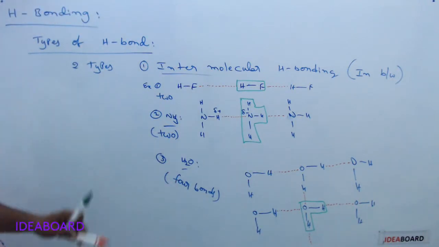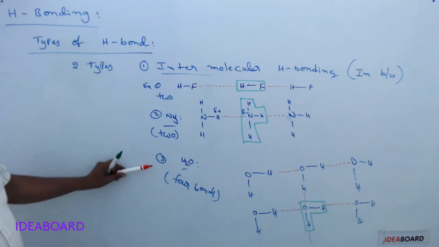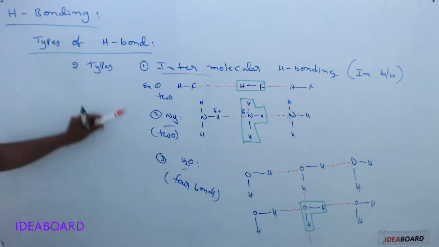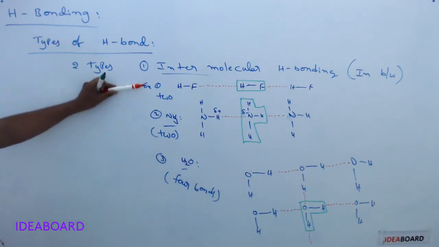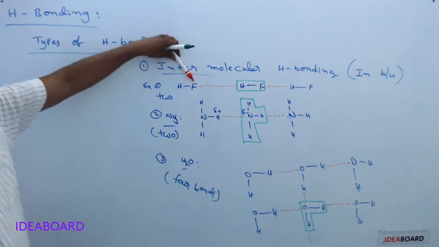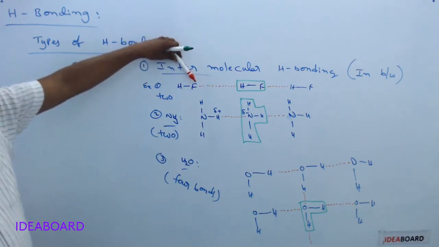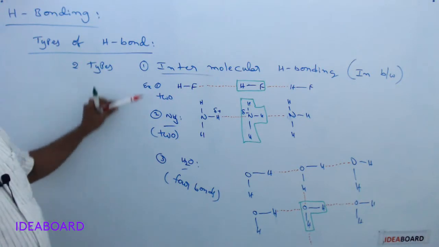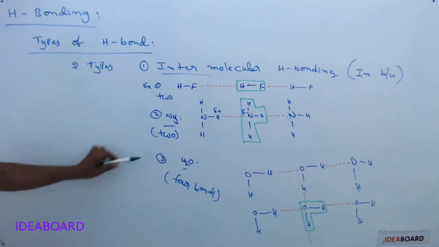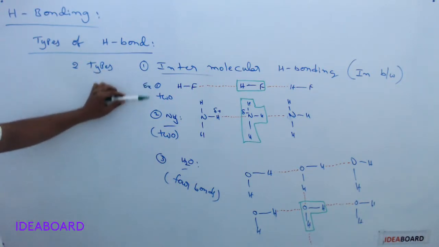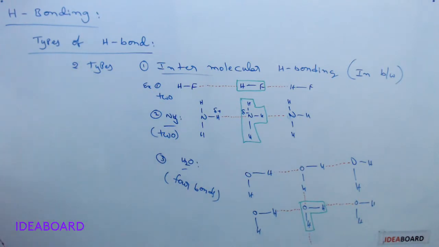So if we are taking the total number of bonds, more bonds are formed by H2O, and the strongest bonds are formed by HF, because fluorine is more electronegative. So fluorine is more electronegative. So H2O, HF and NH3, when you compare, H2O is greater, next to HF, next is NH3. Okay. This is intermolecular hydrogen bonding.